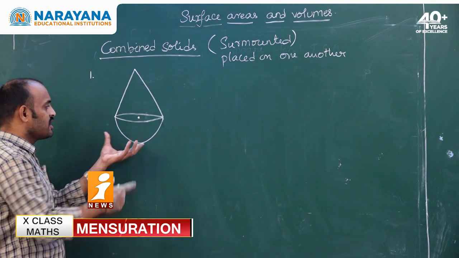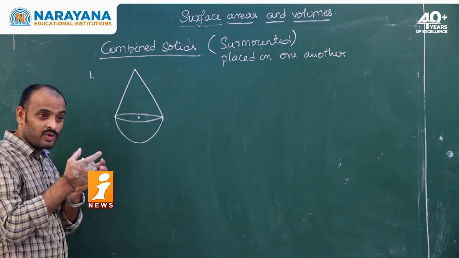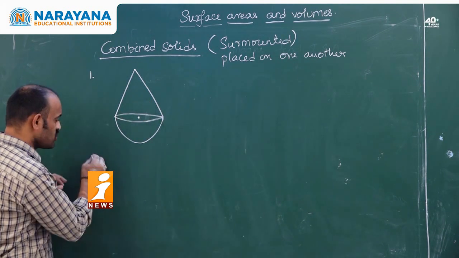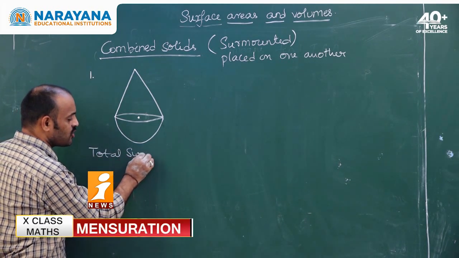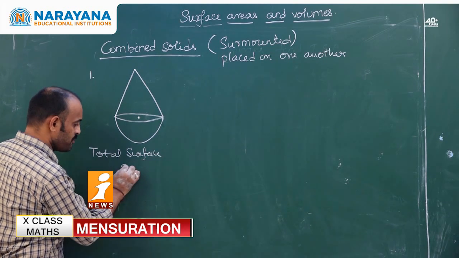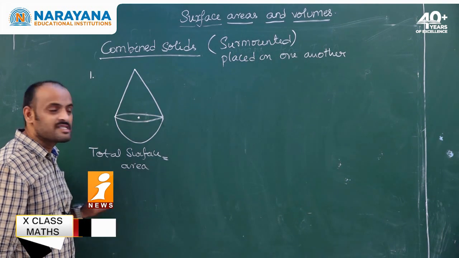So this is a cone surmounted on a hemisphere. Cone is surmounted means placed on the top. So what is the total surface area here? Surface area or total surface area, both are the same.